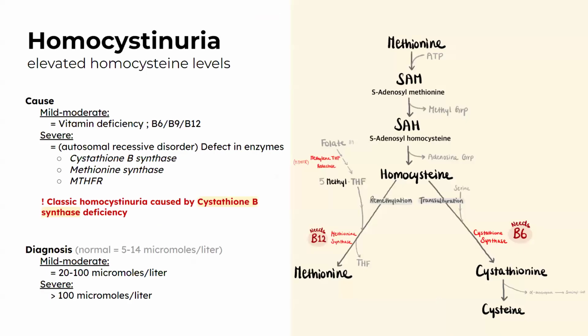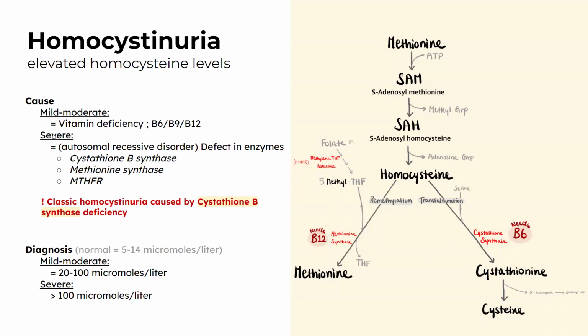So that's it. But now, what is homocystinuria? So sometimes you could find patients with high levels of homocysteine in their blood and in their urine, and this is not good because homocysteine actually has very toxic effects. Okay, so we don't want to have homocysteine elevated. But what causes this elevation? If it's a mild or moderate elevation, then it could be a deficiency in vitamins. Remember we said here we need vitamin B9, here B12, and here B6. So it could be either of these three, a B6 deficiency, B9, or B12.